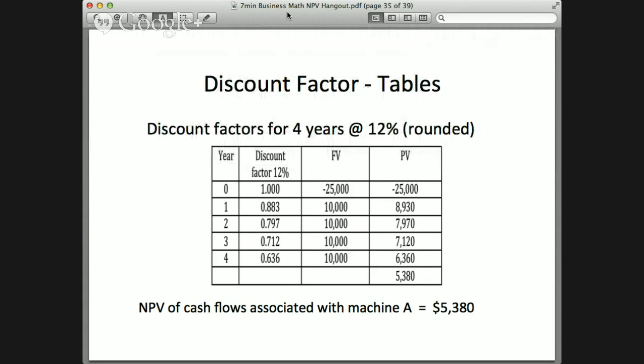Very quickly again, there's the discount factor for the 4 years at 12%, rounded, and so the net present value of the cash flow associated with this machine A is $5,380.